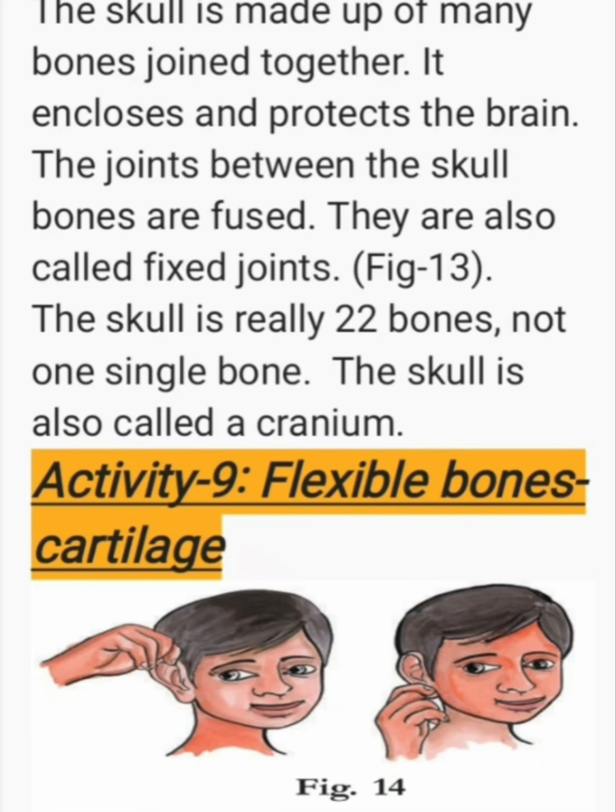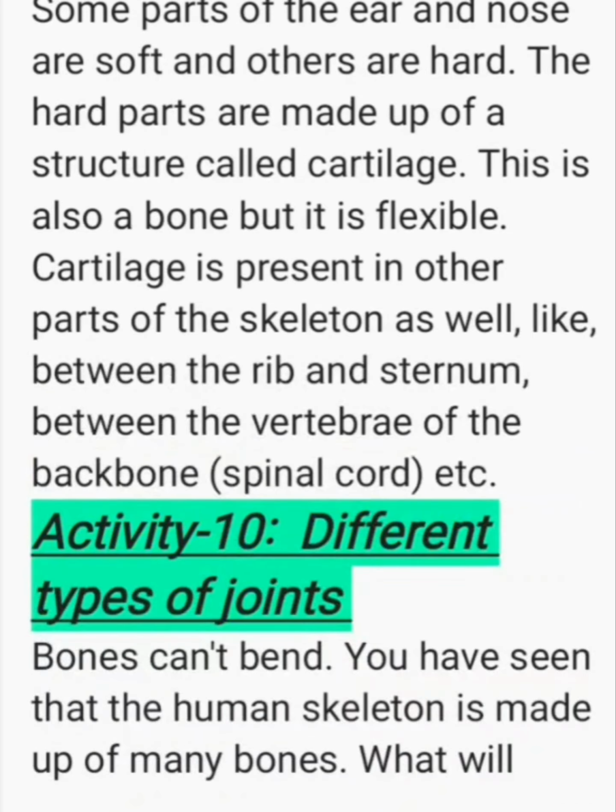Activity 9. Flexible bones, cartilage. Some parts of the ear and nose are soft and others are hard. The hard parts are made up of a structure called cartilage. This is also a bone but it is flexible. Cartilage is present in other parts of the skeleton as well, like between the rib and sternum, between the vertebrae of the backbone, spinal cord, etc.